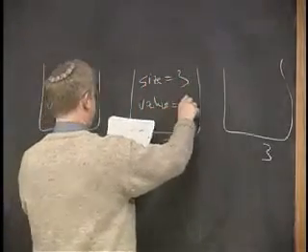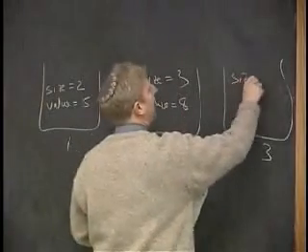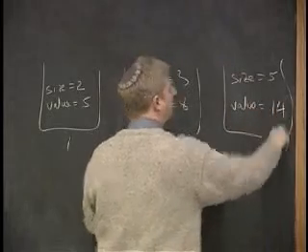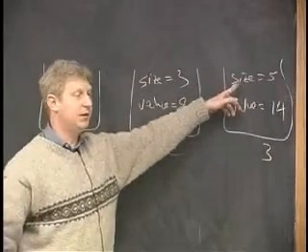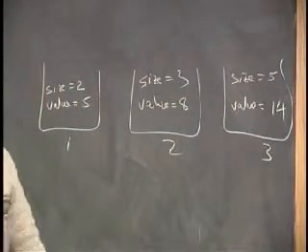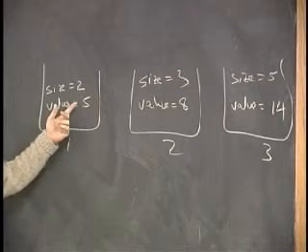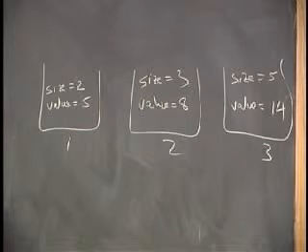Here's another box. Size 3, value 8, and another box, size 5, value 14. Good stuff in this box, but it's bigger. In the knapsack problem, big things come in big packages, not small packages. Smaller things usually are worth less. Not necessarily, but it makes sense.